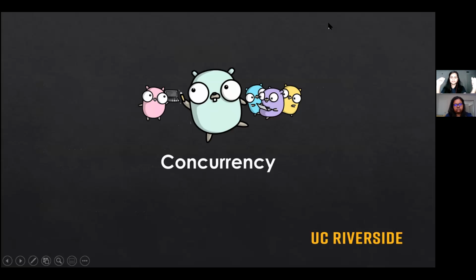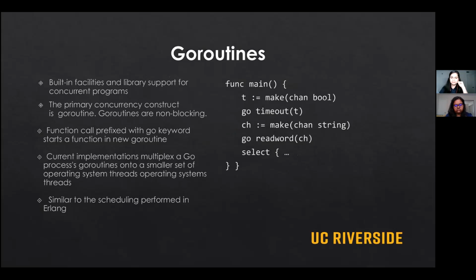Concurrency. Unfortunately, I cannot go into a lot of details, but concurrency is the major selling point of this language. It has Go routines, channels, and buffered channels already implemented in its language specification. And we'll start with Go routines.